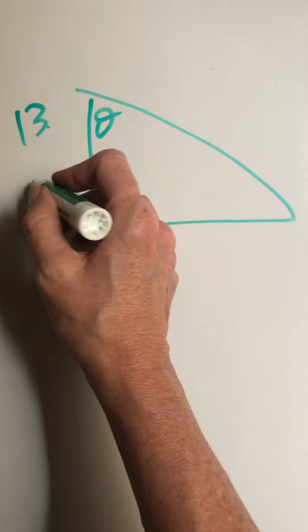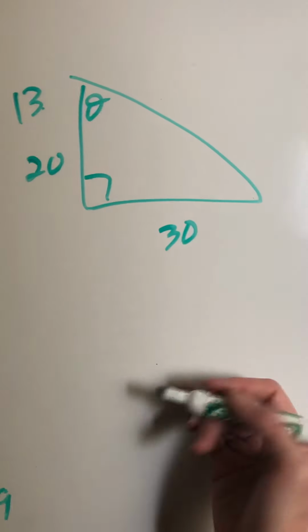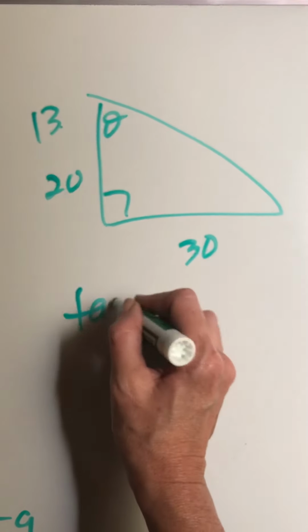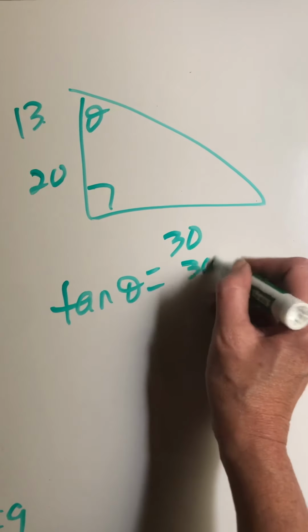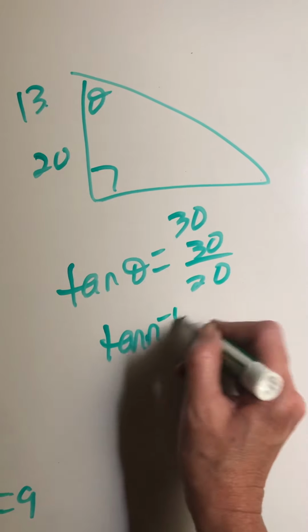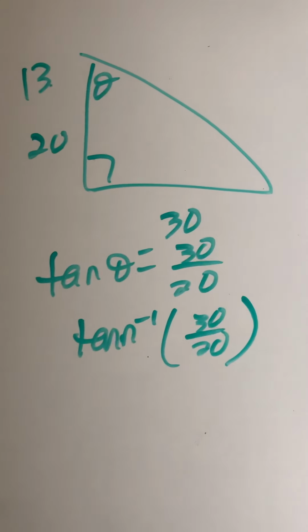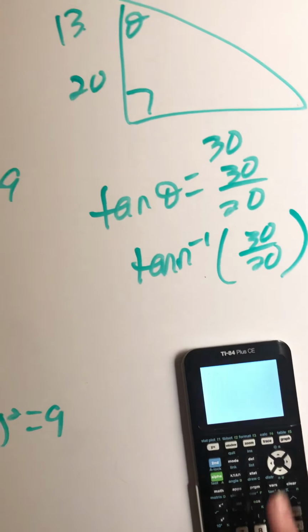Then on number 13, we're either going to use an inverse sine, inverse cosine, or inverse tangent to find theta. This is 20, this is 30. I do not have the hypotenuse, so I can't use sine or cosine. So this has got to be tangent. Tangent of theta is opposite over adjacent. So that means I do inverse tangent of 30 over 20 and type that in the calculator.